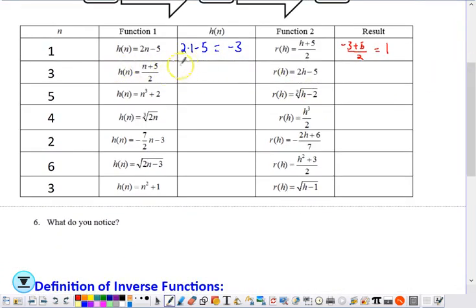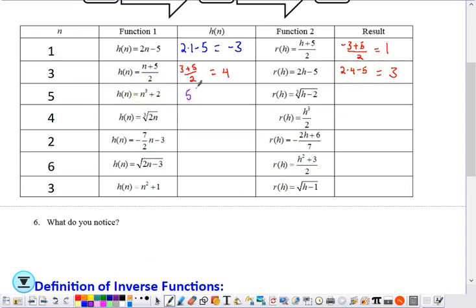So let's see. This one's not so bad. 3 plus 5 over 2. 3 plus 5 is 8, divided by 2 is 4. Now put the 4 here. 2 times 4 minus 5. 8 minus 5 is 3. Now I'm going to put the 5 here.